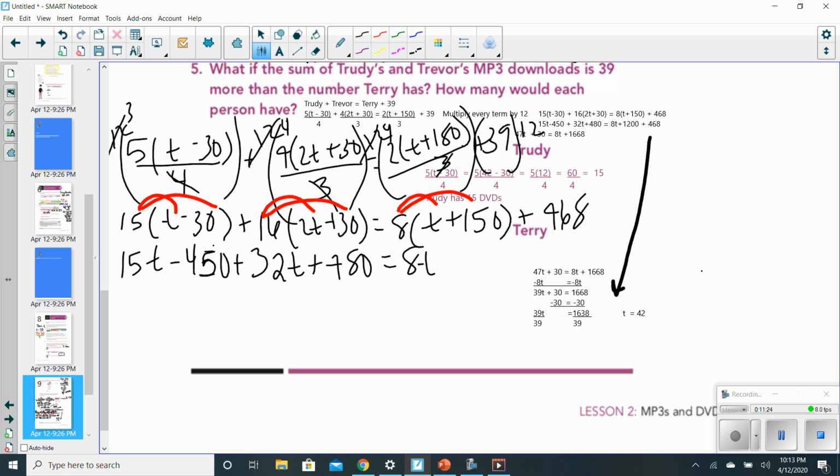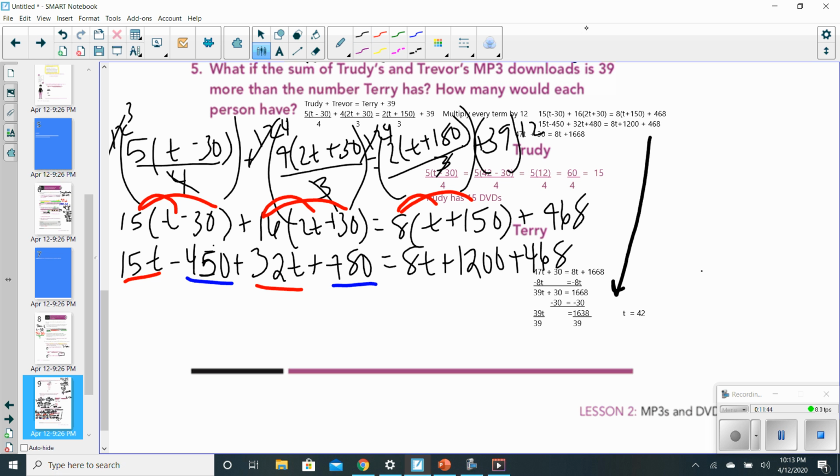which equals 8t plus 1200 plus 468. Now, simplify. We've done this before. Combine your like terms on both sides. You can do this.